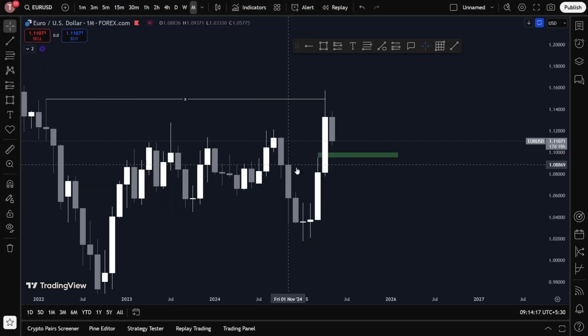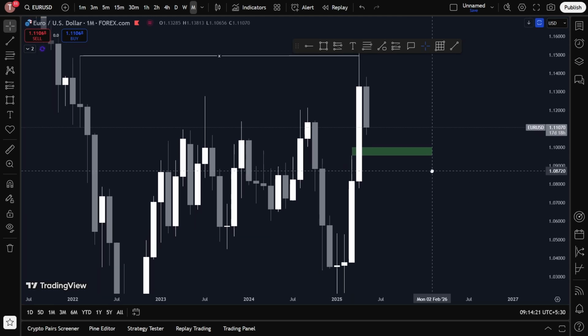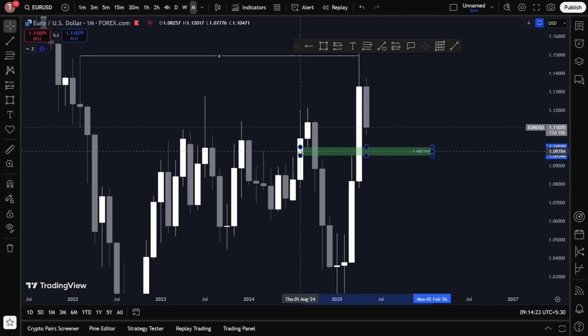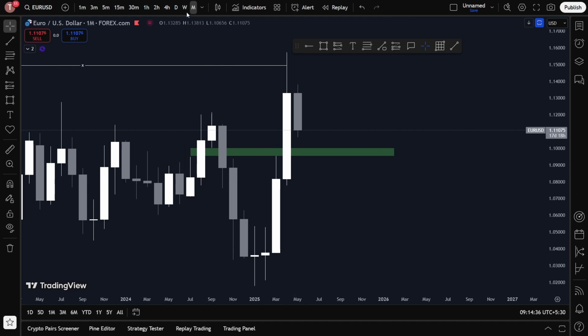So this is the monthly chart of Euro USD, and the reason because of which I have marked this level is this unmitigated, or you can say the imbalance in the price over here. So I'm anticipating that most likely we are going to get back to mitigate this level. So let's move to the weeklies to see what do we have in this move to support the price to move into the bearish side.